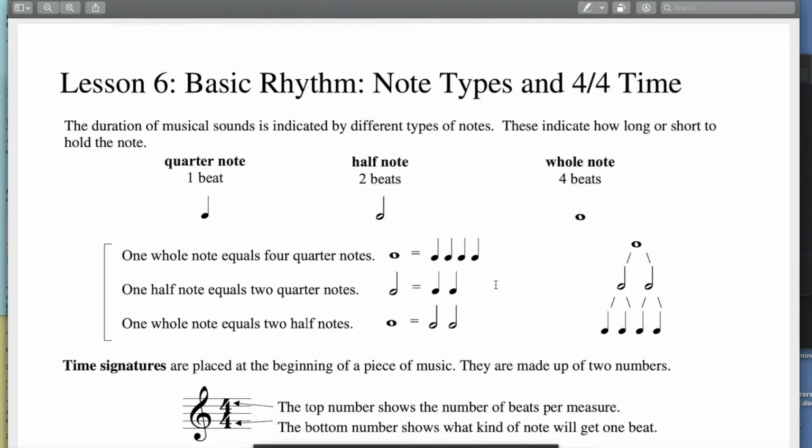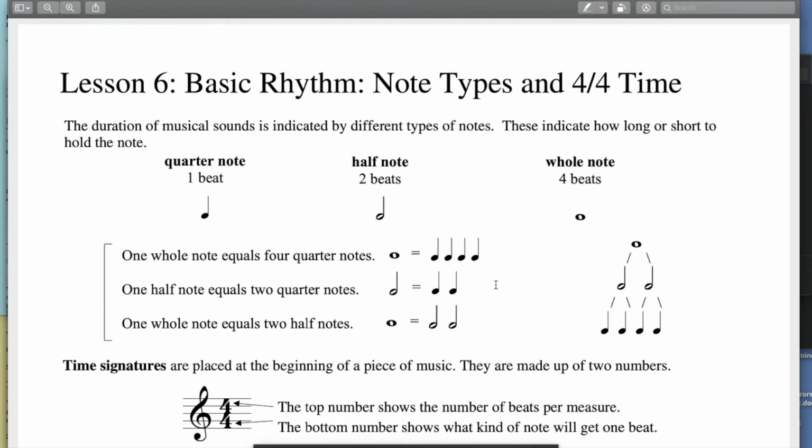Quarter note gets 1 beat, half note gets 2, whole note gets 4. If you look at the differences between those, we have the quarter that we're used to. Half note is like a quarter but not colored in. Whole note has a thicker outline and has no stem or line coming up from it.